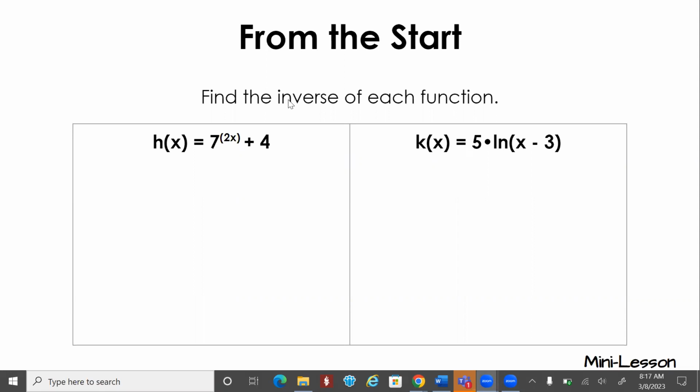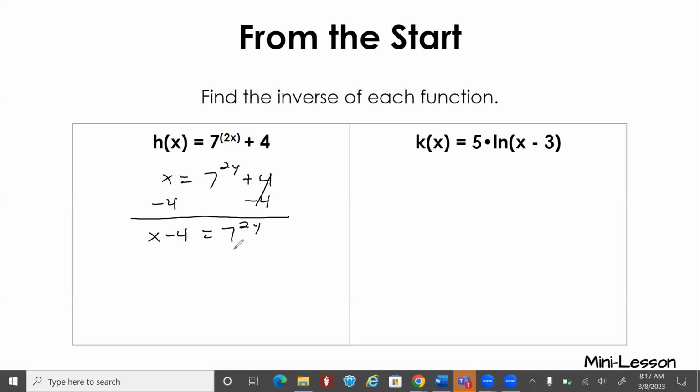In order to find the inverse, what's the first thing that we're going to do? We're going to switch our x and y. Okay, so that's going to give me x equals 7 raised to the 2y plus 4. Now, when we switch our x and y, we now want to solve for our y. So the first thing that we're going to do is subtract 4 from both sides. And that's going to give us x minus 4 equals 7 raised to the 2y.